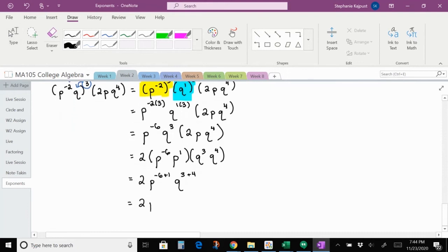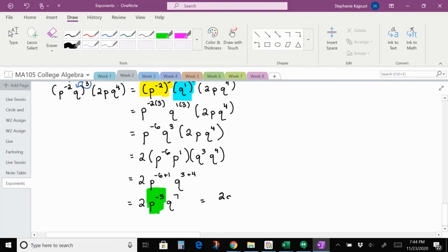So this gives us 2p, and then negative 6 plus 1 is negative 5. And then q, 3 plus 4 is 7. So now we have this negative exponent, so we have to do the flip-flop, where now that's going to be in the denominator.